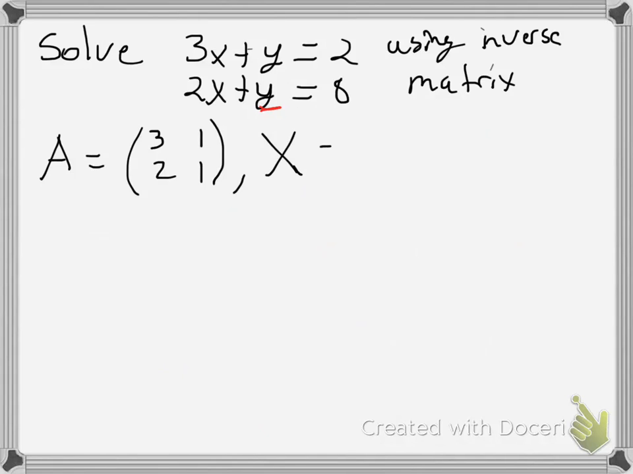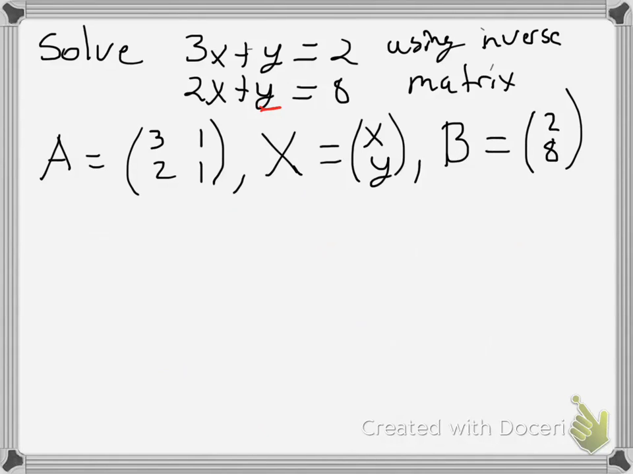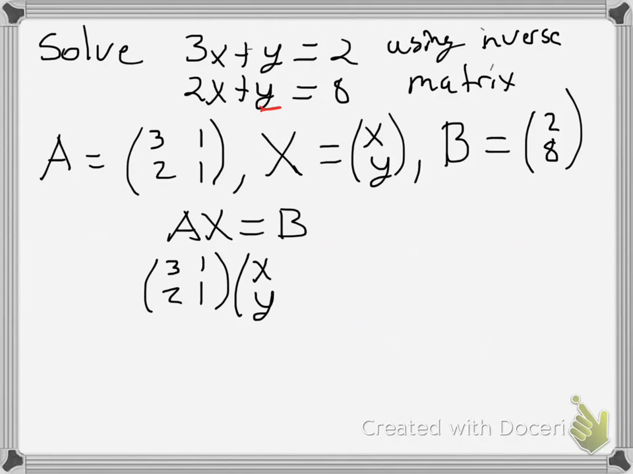And then we're going to have a vector, which is just a 2 by 1 matrix. It's a fancy name for calling it a vector. And we're going to put the variables x and y, just like that. And then matrix B will be another vector, and it's going to be the coefficients that it's equal to. So how we're going to write our matrix equation is A times x is equal to B. And I'll go ahead and write in the matrix A, matrix x, and that's equal to matrix B.